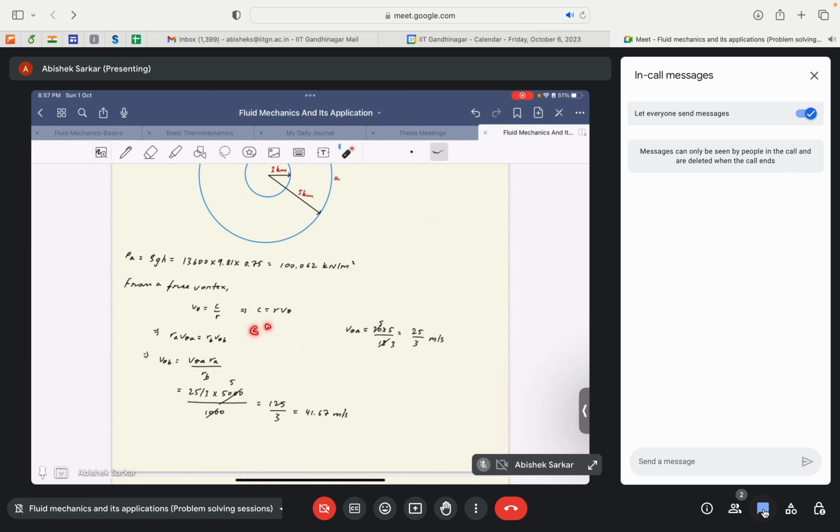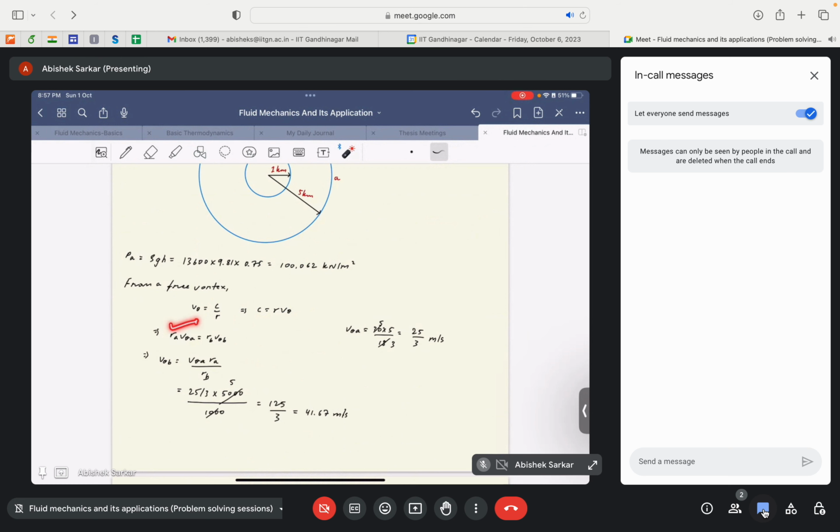So since C is a constant, we can write that R_A V_theta_A would be equal to R_B V_theta_B. Essentially it tells that R V_theta, at any radius and any point, should be a constant throughout a tornado. So R_A V_theta_A would be equal to R_B V_theta_B.